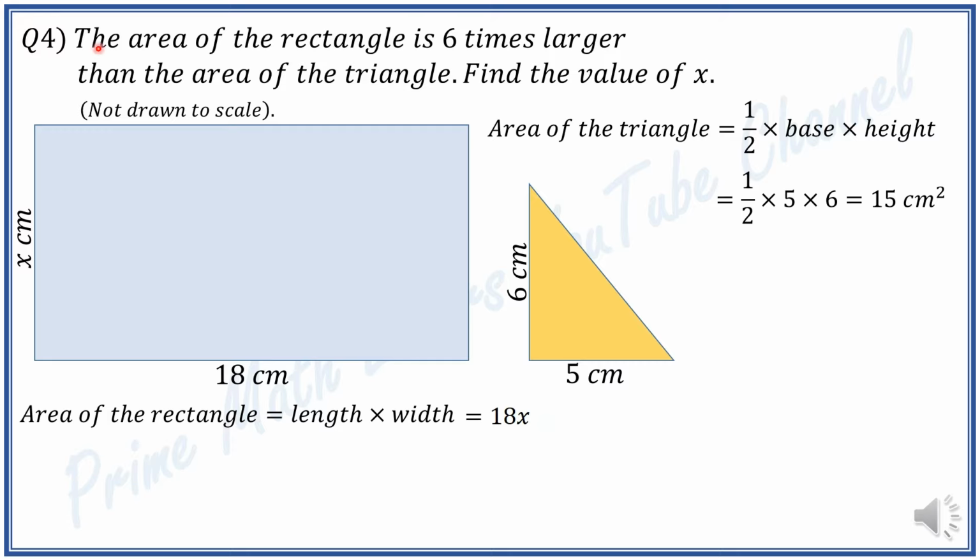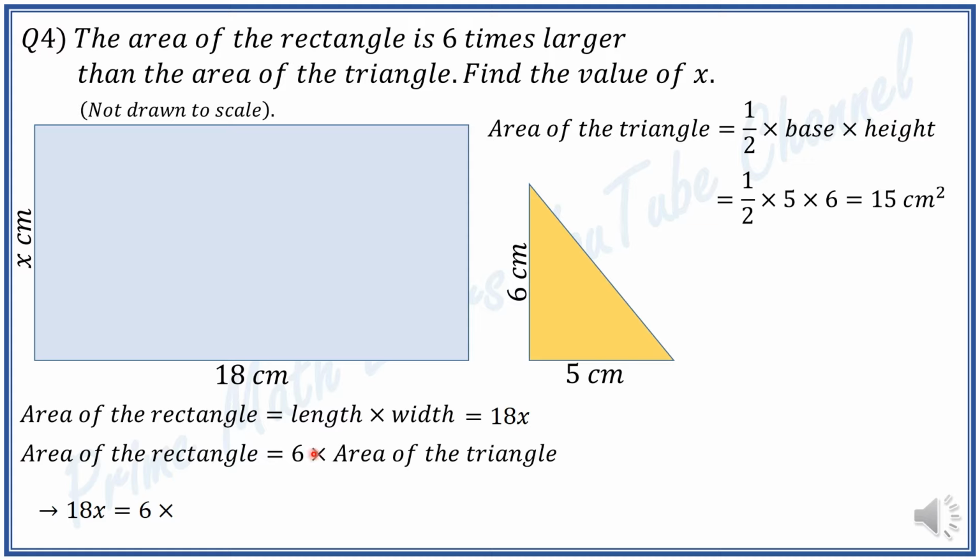But the problem statement states that the area of the rectangle is equal to 6 times the area of the triangle. So that means 18x is equal to 6 times 15. 6 times 15 is 90. So 18x is equal to 90.